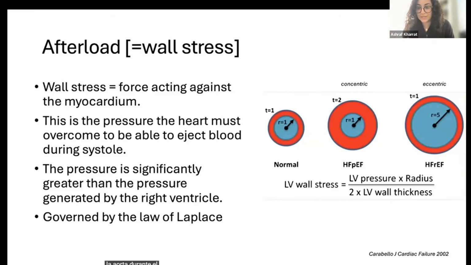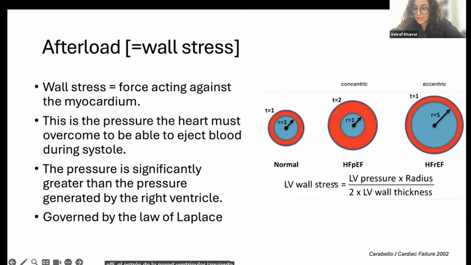So again, like I mentioned, this is different from right ventricular pressures because the aortic pressure is much higher than the pulmonary arterial pressure. And left ventricular wall stress is governed by the law of Laplace, which is really important for us to understand, again, how the heart and lungs interact from a left ventricular afterload perspective. So I'm going to take a moment to review it a little bit so that it's clear. The Laplace law is written right there.